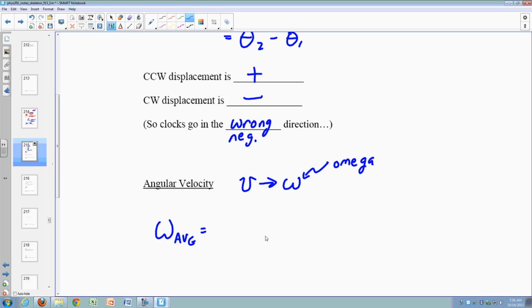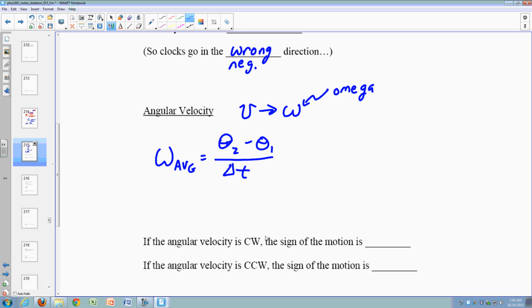All right. So omega average, the average angular velocity, is just theta 2 minus theta 1, that's your displacement, over your change in time. And then omega instantaneous, the instantaneous angular velocity, is just the limit as delta t approaches 0 of delta theta over delta t. So we're going to take our average velocity and let this interval t get really, really small, down to 0, infinitesimally small, and we'll take the limit of this.